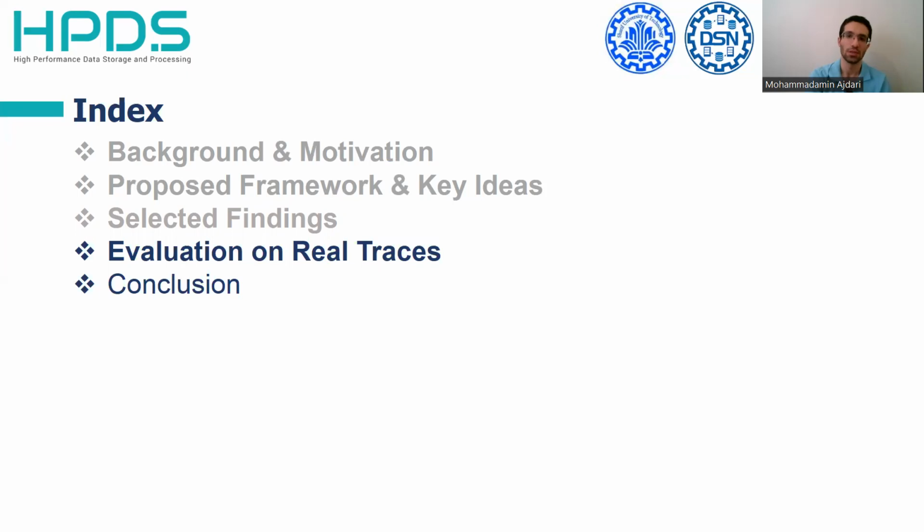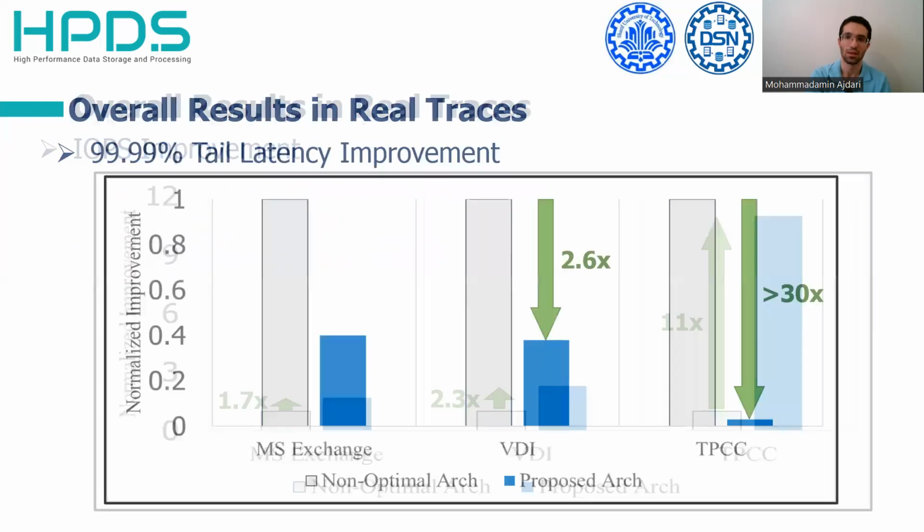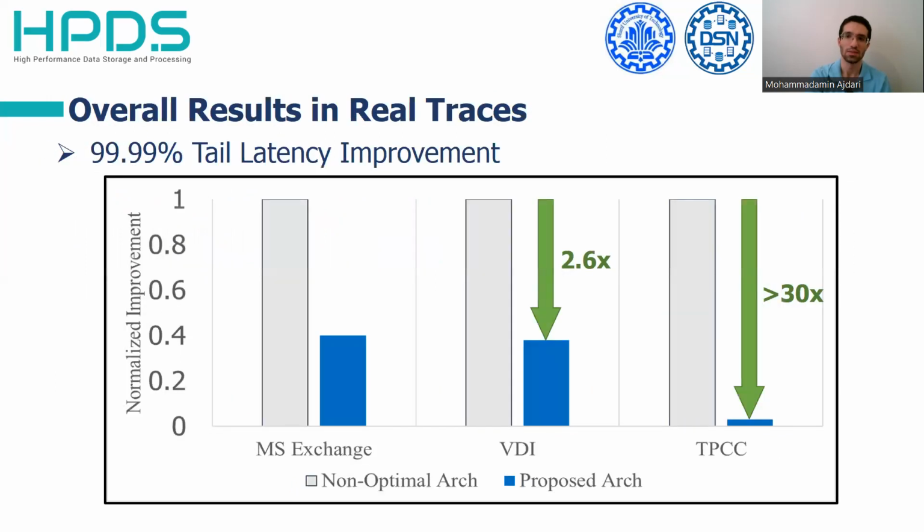So far, I have presented 3 findings that help designing a scalable IO cache. For more interesting findings, please read our paper. Now I would show the summary of performance results on the real traces. We observed that our proposed architecture with optimal configurations provides up to 11x higher IOPS over non-optimized architecture running real traces. The improvement in tail latency, that is quality of service, shows a significant value of 2.6x in VDI and over 30x in OLTP bench TPCC.